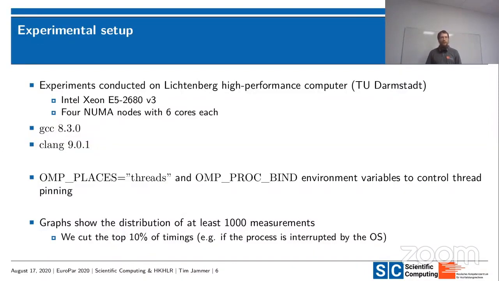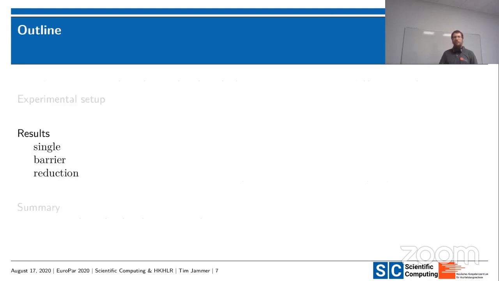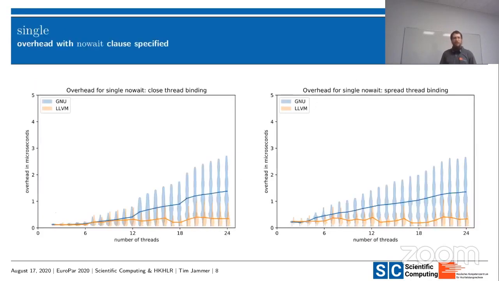Of course, we need to take care about thread placement, and we'll use the OpenMP provided environment variables to do this. And the only thing that we need to do to our data before we can show it to you is that we cut the top 10% of our measured timings. This is because we want to filter out the noise when the operating system interrupts the process for some reason. So let's get right into it and talk about the performance of the different implementations of OpenMP.